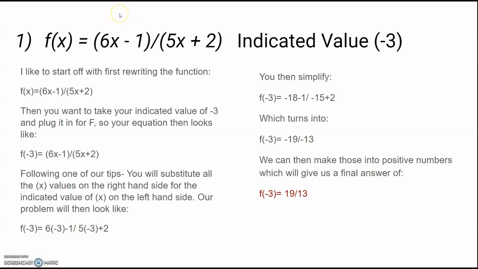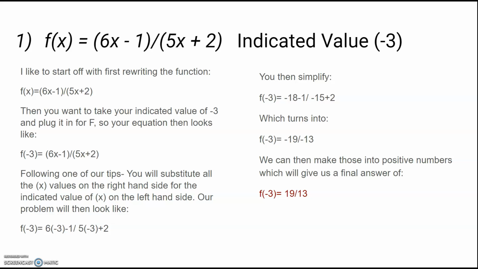My first indicated value is negative 3, so I'm going to use negative 3 in my given function, which again is f(x) equals (6x minus 1) over (5x plus 2). I always like to start off by first rewriting the function. Then you take your indicated value of negative 3 and plug it in for f. So your equation looks like f of negative 3 equals (6x minus 1) over (5x plus 2).